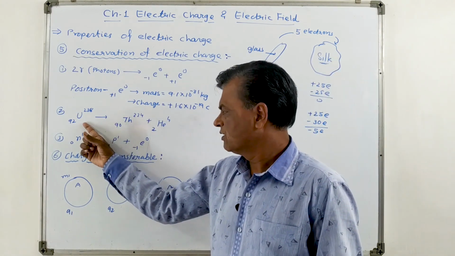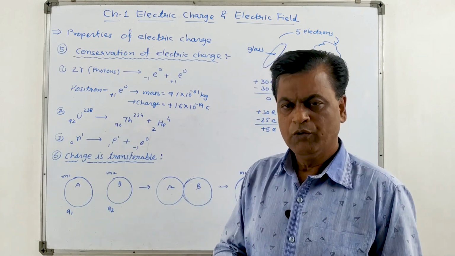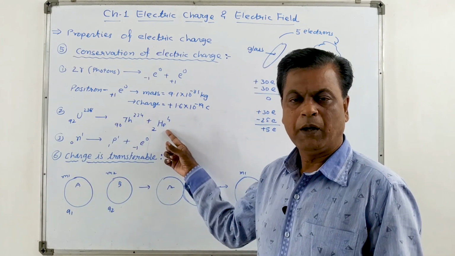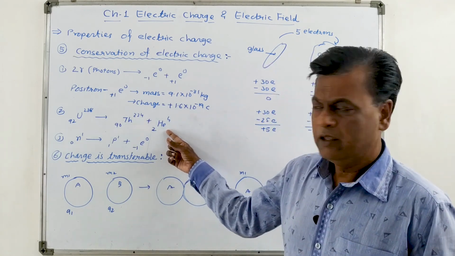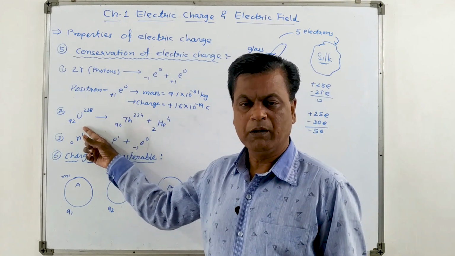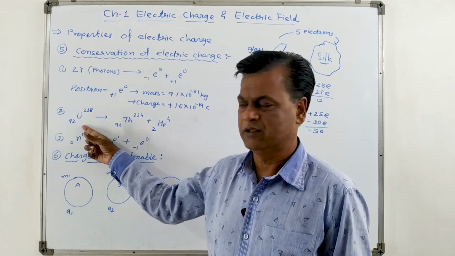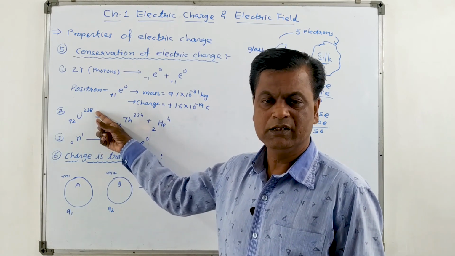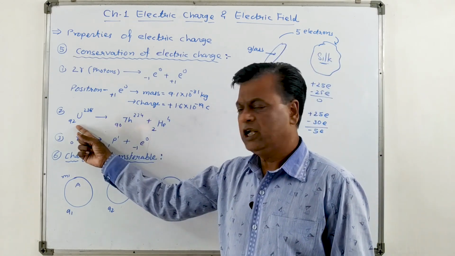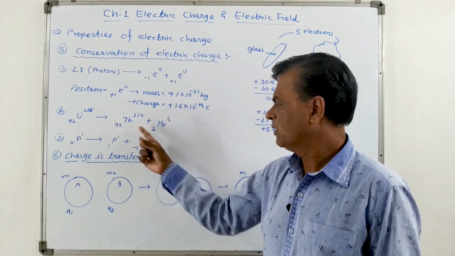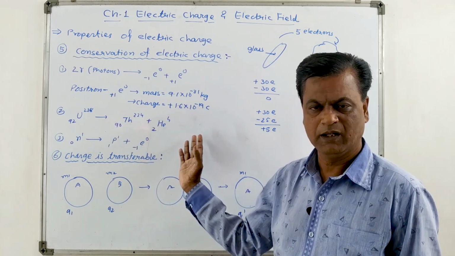Now the second equation, 92 uranium 238. This is a radioactive element which produces an alpha particle. An alpha particle is nothing but the nucleus of helium. Here 92 indicates the atomic number, which means the number of protons, so it is related with charge. And 238 indicates the atomic mass, so it is related with mass. So on the left side there is 92E positive charge, and on the right side 90 plus 2, 92E positive charge. So in this process the left side and right side charge are the same.